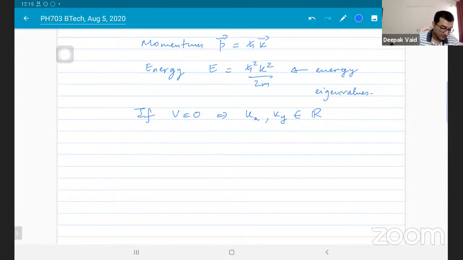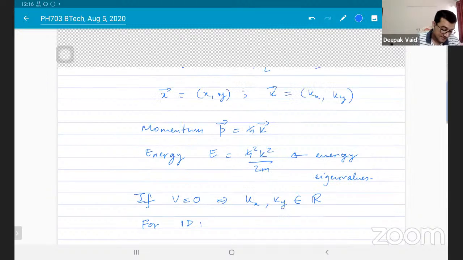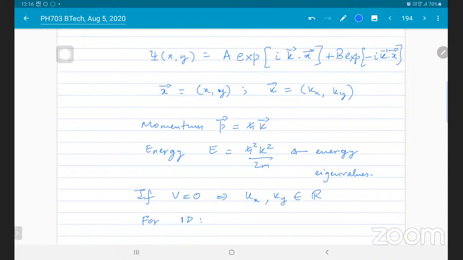So for example, for a 1D potential well, what happens? Excuse me, sir. Yes. Sir, it is a second order differential equation. It has two solutions. Uh-huh. Yes, sir. Okay, is that fine?